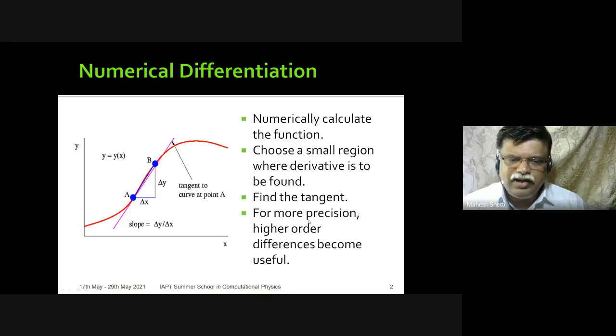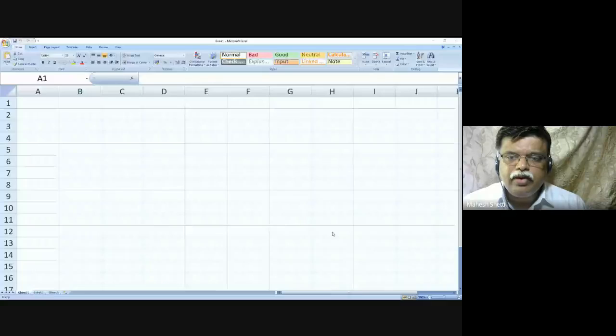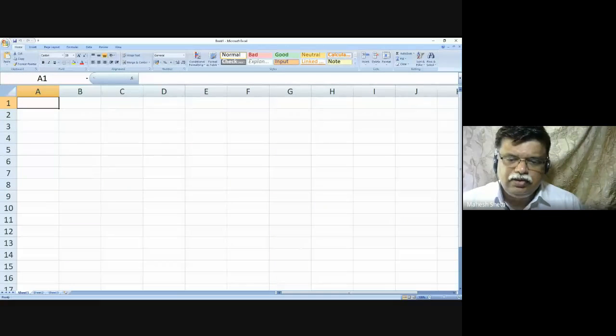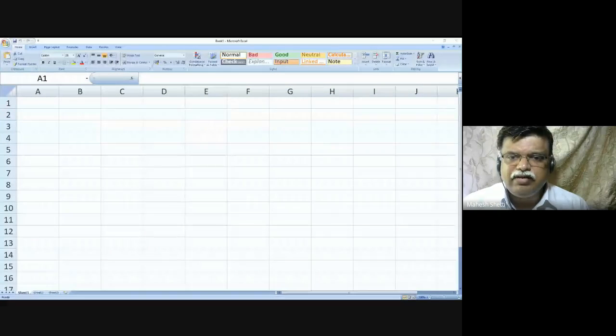Now let us take a quick example of how we can do numerical differentiation for a particular problem. I'll stop this presentation at this moment and switch to Excel. What we are going to do now is take some function and find the derivative of that.